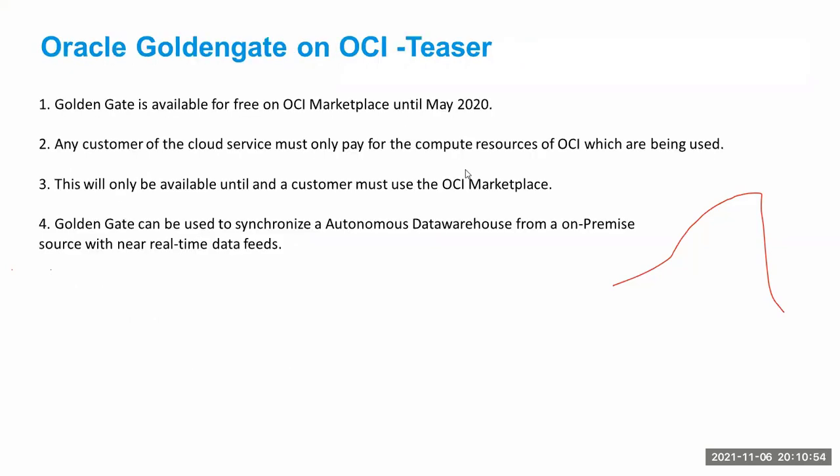Okay. Then there is Golden Gate on OCI as well. So Golden Gate is now also available on OCI marketplace. You can use Golden Gate either on-prem or on OCI marketplace. Now it is not available for free; until May 2020 it was available as free.